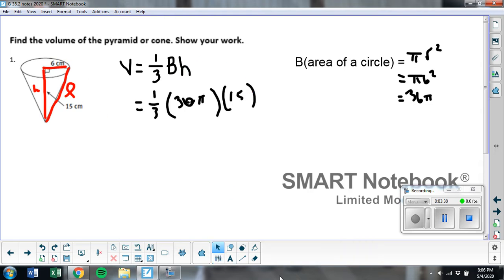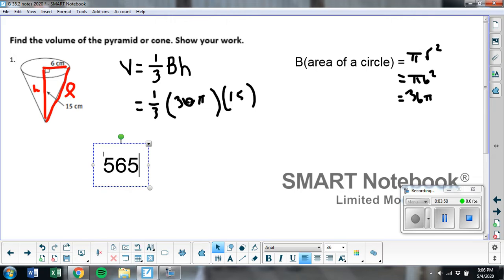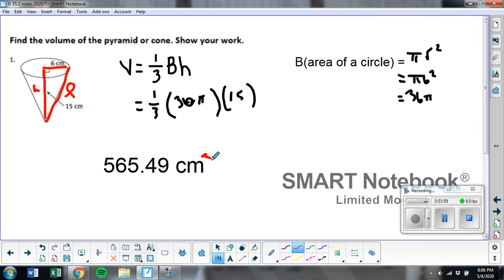So go ahead and grab your calculator. Let's type that in. And let's round to hundredths. So I got 565.49 centimeters cubed. Remember, volume, length times width times height if it's a prism. So we're multiplying area of the base, which is centimeters squared, times the height, which is centimeters, to make centimeters cubed.